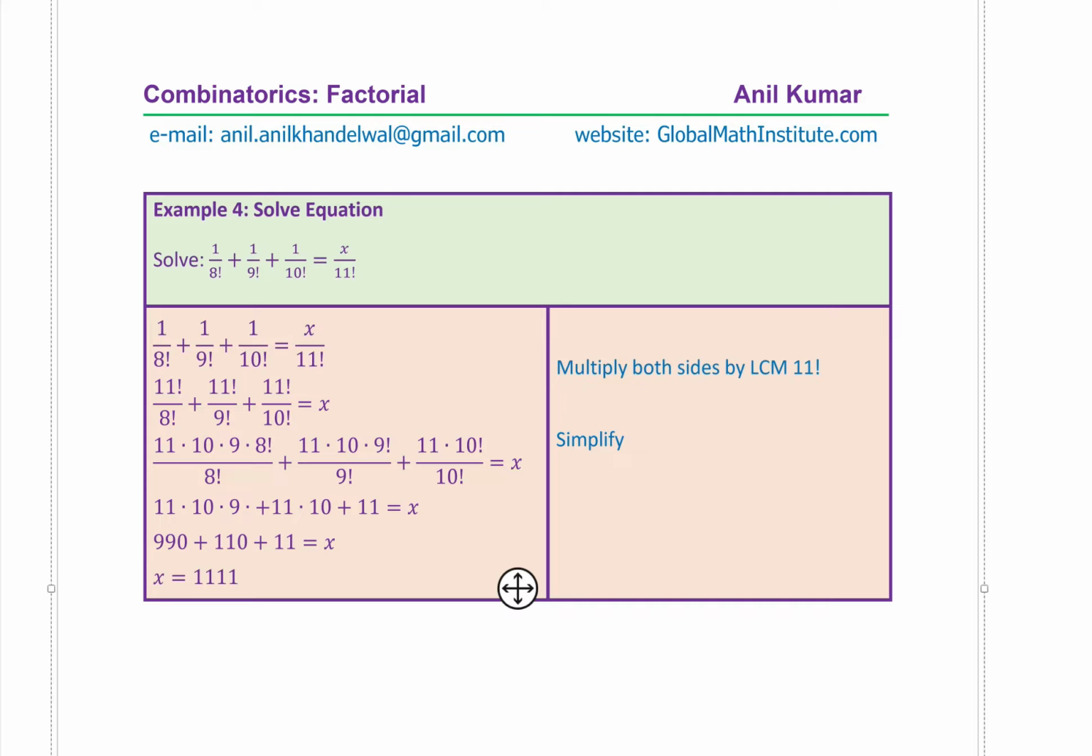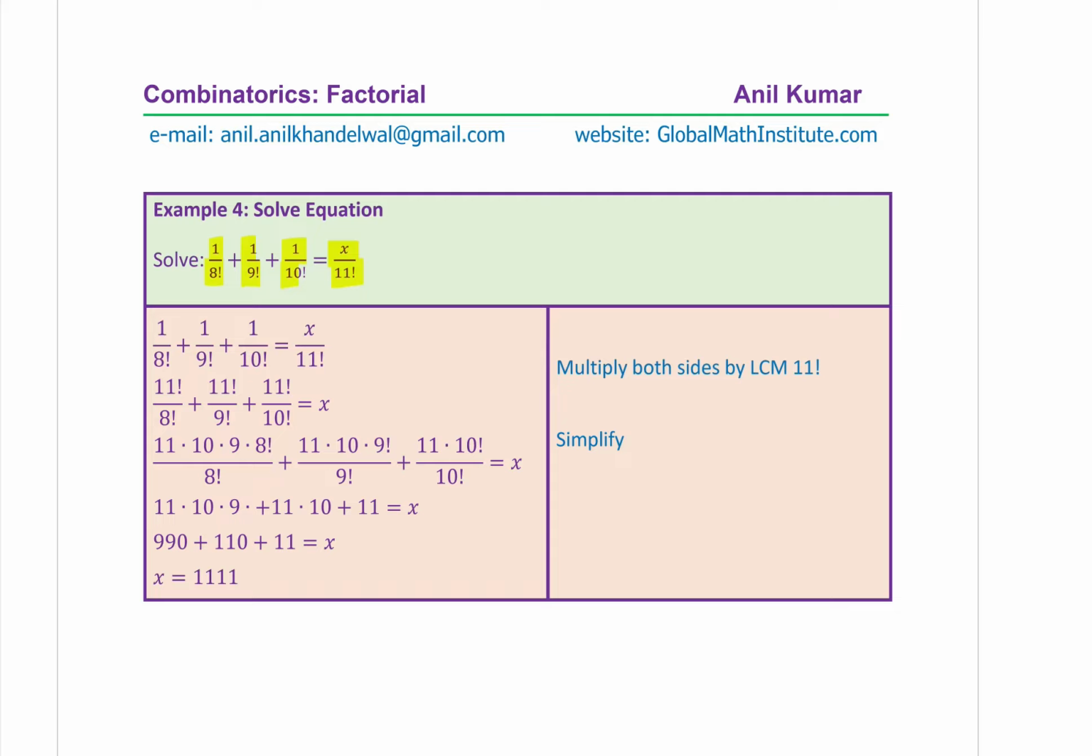Here is a very popular exam test question. 1 over 8 factorial plus 1 over 9 factorial plus 1 over 10 factorial is equal to x over 11 factorial. You need to solve for the value of x. How would you do this? You can pause the video, try to answer this question, and then move forward.